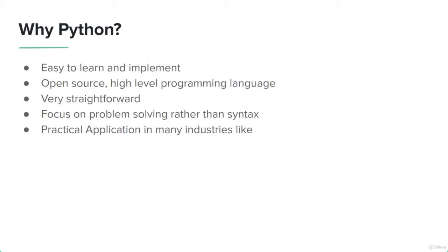Secondly, Python is open source and free. It is a high-level programming language, like I said. High-level languages are those languages that are easier for humans to read, write and learn. It is very straightforward. You just have to write instructions, and if you get to know the syntax, it will eventually be easier for you to write those instructions in a very straightforward way.